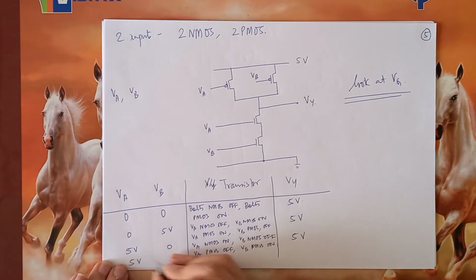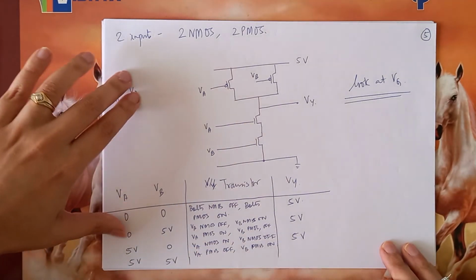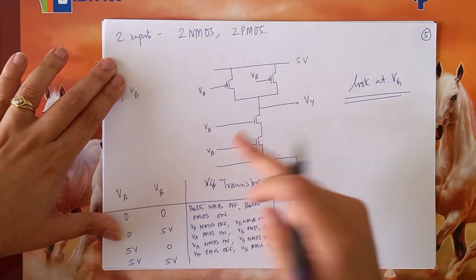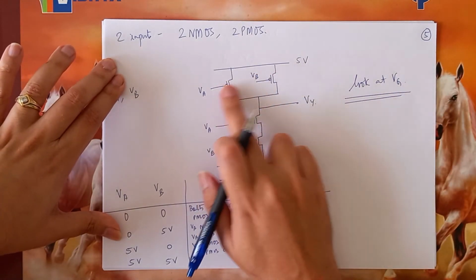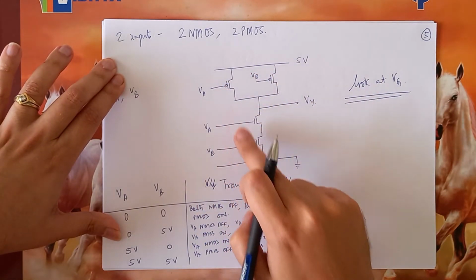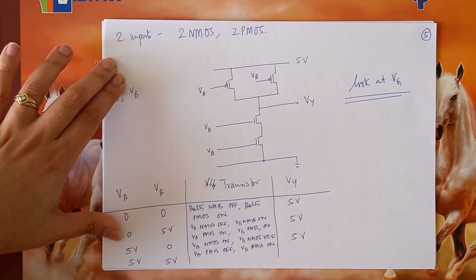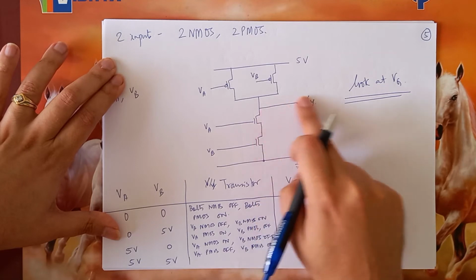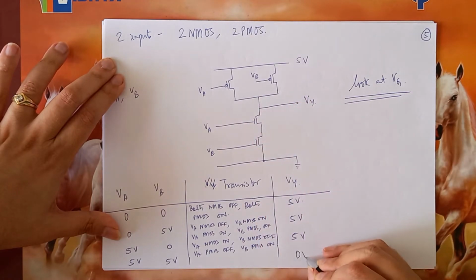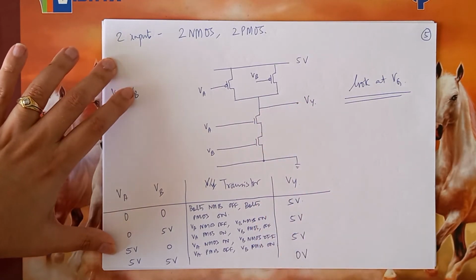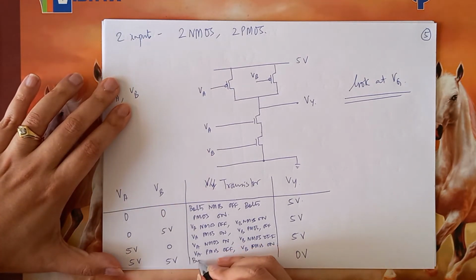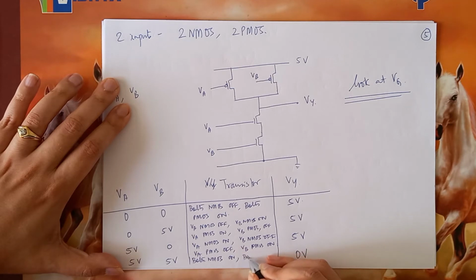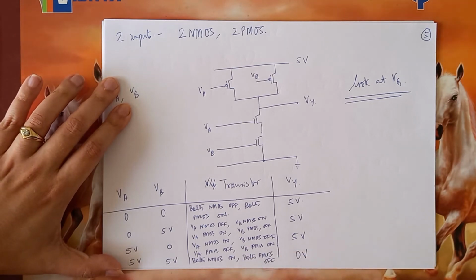Now when both inputs are 5 volts, what will happen? It's very simple. Both the PMOSes will be off, but this time both NMOSes will be on. Therefore, it will provide a direct path between VY and ground. Therefore, the answer will be 0 volts at the output. So in this case, we will say both NMOS on and both PMOS off. This will be 0 volts.